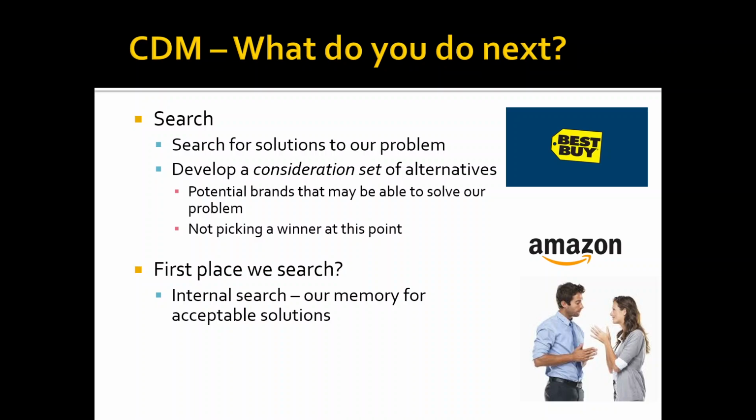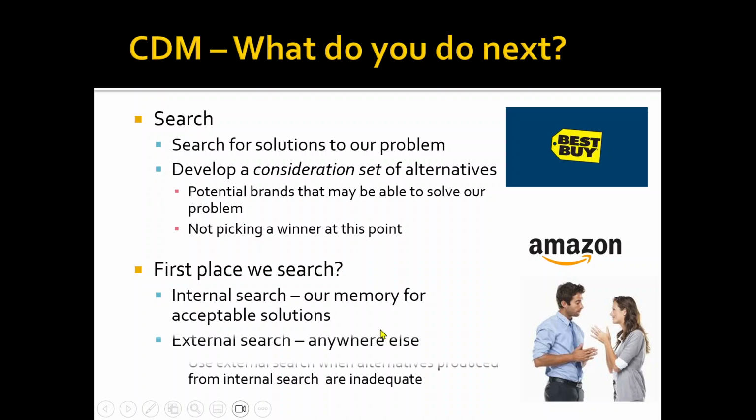If we can't find one, or there aren't enough acceptable solutions to fill out our consideration set, then we do external search. We ask our friends. We go on the internet. We look around for other options. So why is this distinction between internal search and external search important? Well, just think about it.